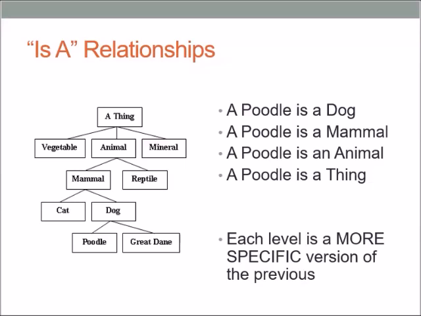So a poodle is a dog. That means a poodle inherits all of the attributes and methods that you would see in the class of dogs. A poodle is a mammal. A poodle is an animal. A poodle is a thing. So each of these things are the parent of poodle. So each level is more specific than the previous version.